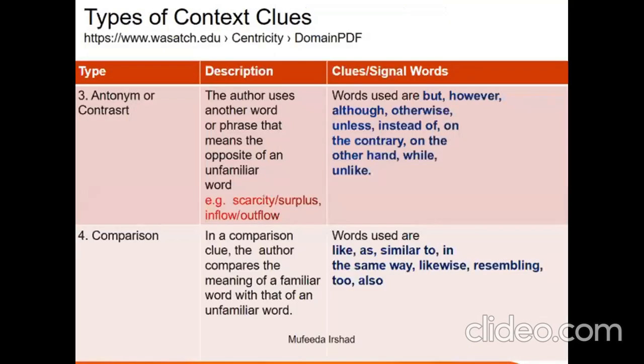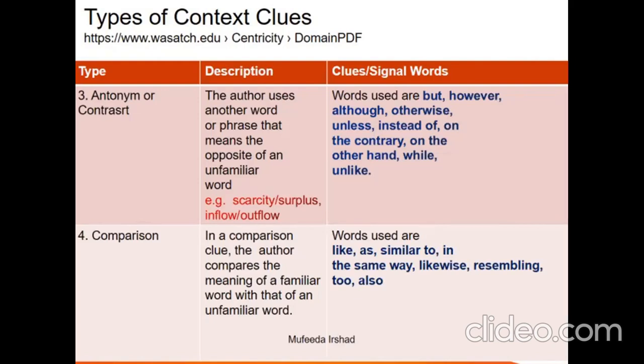Keep in mind, when a writer uses a word that has the opposite meaning of the unknown word, for example, scarcity, surplus, inflow, outflow, we call it an antonym or contrast clue. Antonym clues can appear in the same sentence or in sentences that come before or after. A writer usually uses words such as but, however, although, otherwise, unless, instead of, on the contrary, on the other hand, while, unlike, to signal antonym clues.